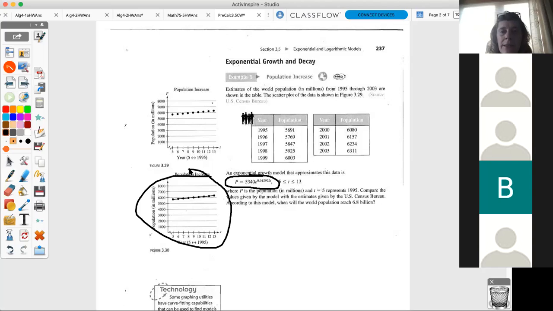The second part of that question says, according to this model, when will the world population reach 6.8 billion? All right. Well, this is in millions, right? So is that actually billion then? So I would put 6,800 in for P. Maybe.